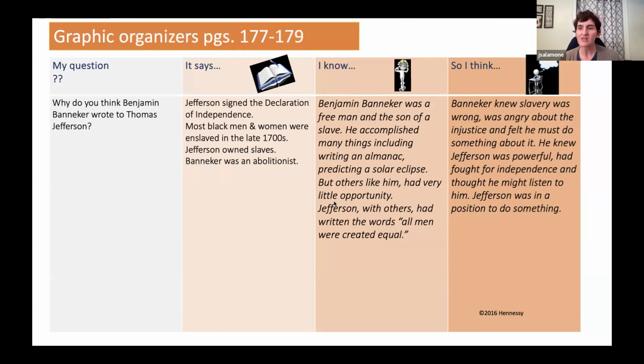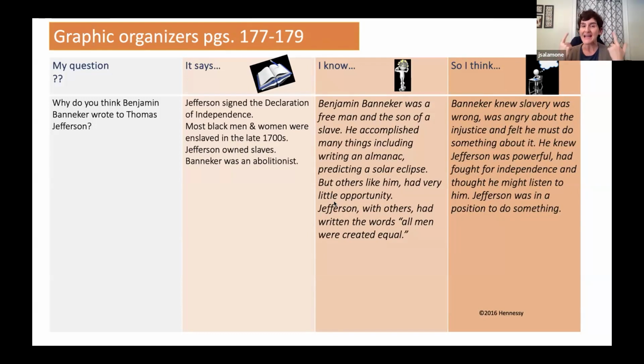But it talks a lot about Benjamin Banneker and his quest for equality. And so the question posed that we learn about in the book is that he wrote to Thomas Jefferson. Why do you think he did it? The text tells us Jefferson signed the Declaration of Independence. Most Black men and women during Banneker's time, the late 1700s, were enslaved. And we also knew that Banneker was an abolitionist, and he was also a freeman.